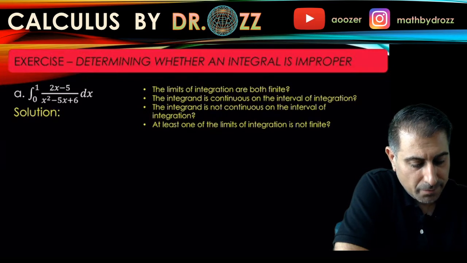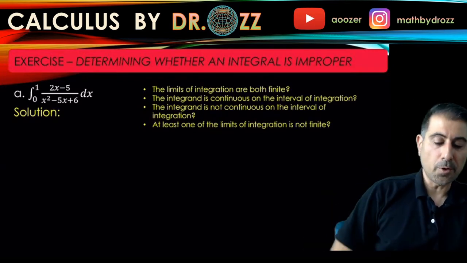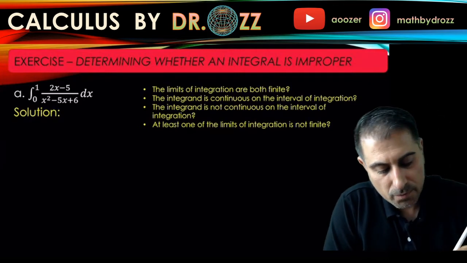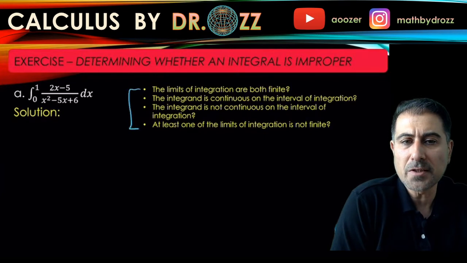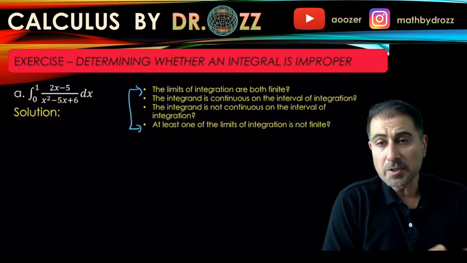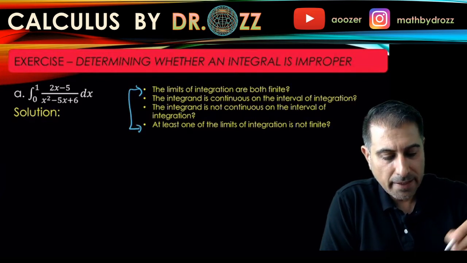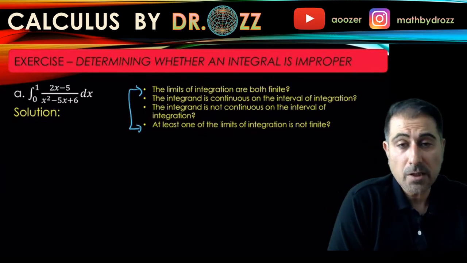In fact, two of them are essentially the same. The first question is, are the limits of integration both finite? And the other is, is at least one of the limits of integration not finite? These are similar questions. The answer is that the limits are 0 and 1. They're both finite. So I'm going to put a check mark here and a cross mark here.